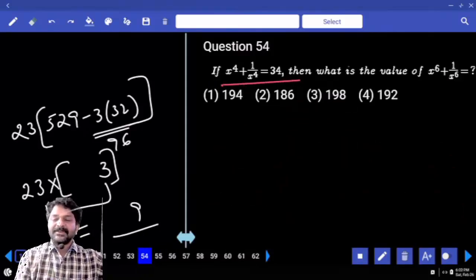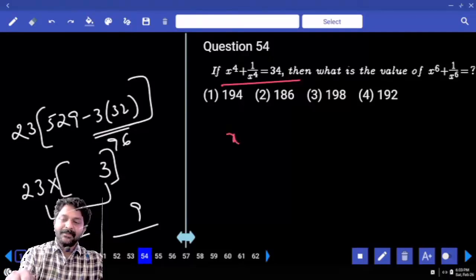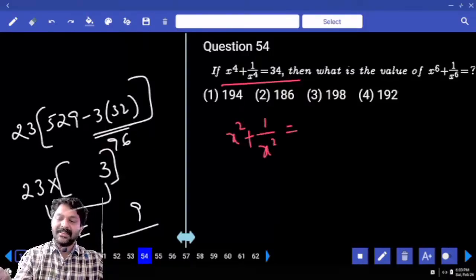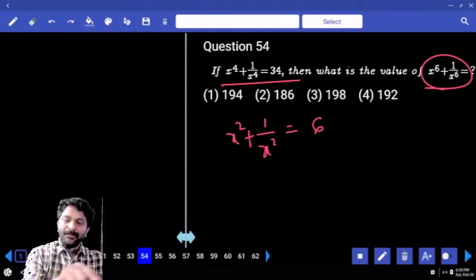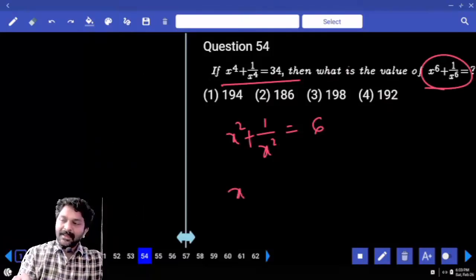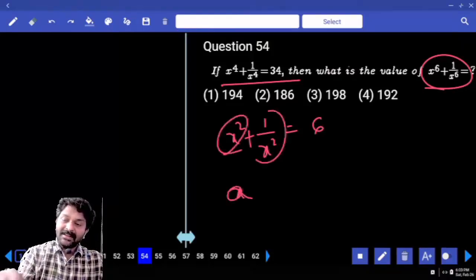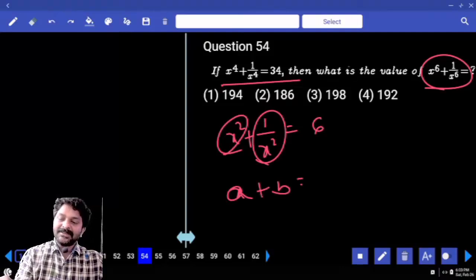Right, x power 4 plus 1 by x power 4 is given. So from this we can see x square plus 1 by x square is equal to 6, right? Reverse engineering, right? x square plus 1 by x square is equal to 6. Now if you want to calculate x cube plus 1 by x cube, we can write it as a cube plus b cube, where let this be a and this be b. You know that a plus b is equal to 6, and finally we want to calculate a cube plus b cube.